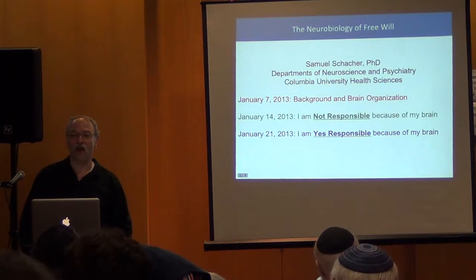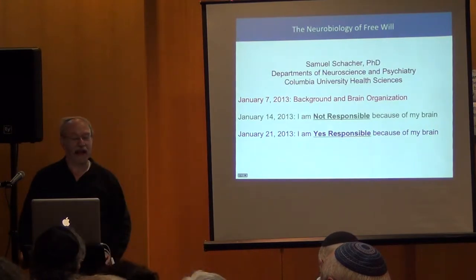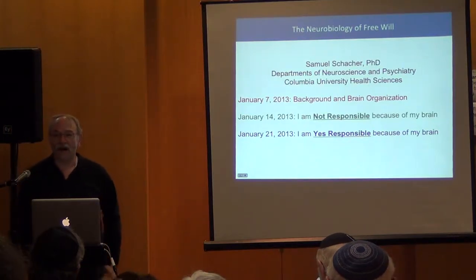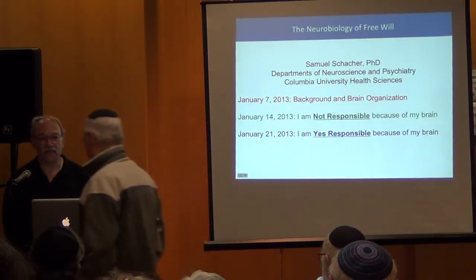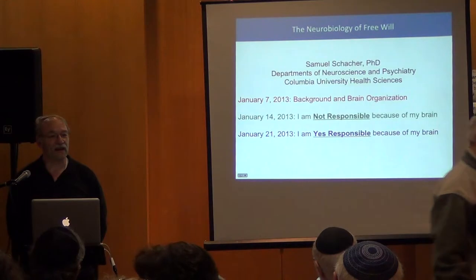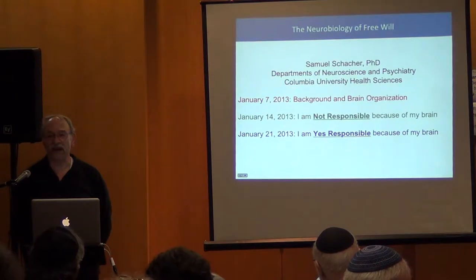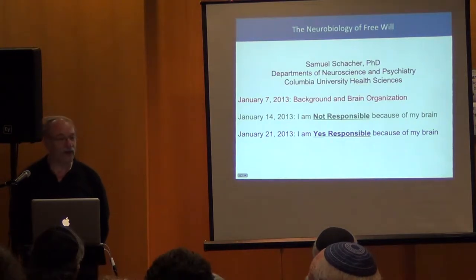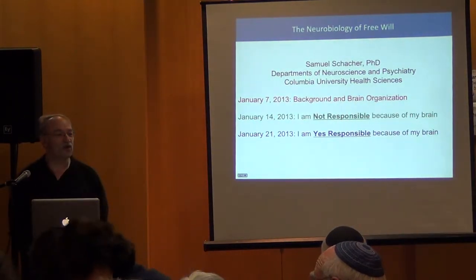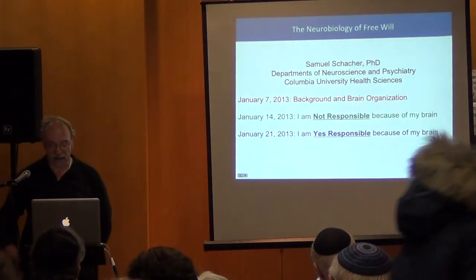Today I'm going to continue our discussion of the neurobiology of free will. Last week, I introduced the topic and gave some introduction to the organization of the brain that I'll be describing in more detail in the next two sessions. I decided, as one should always do when giving these kinds of lectures, to review a little bit from last time, just to remind people of some key points that I'm going to be highlighting again today.